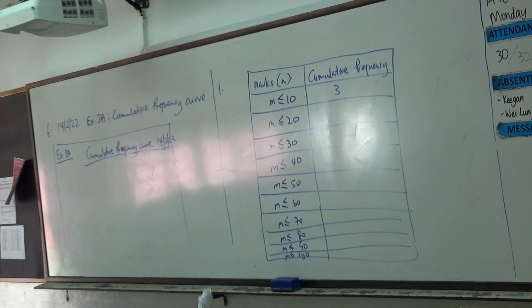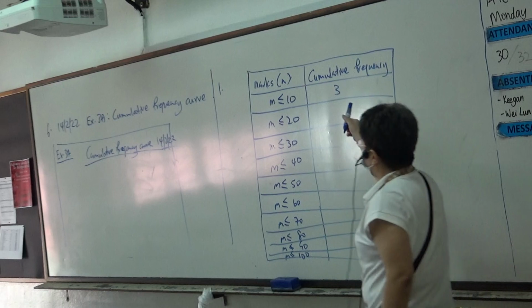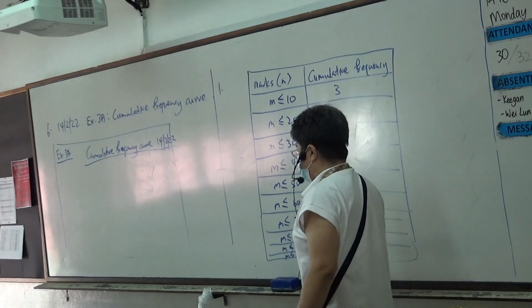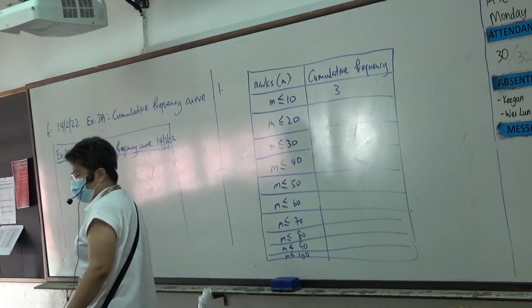120 students took a mathematics examination and their results are shown in the table below. I want you to do the cumulative frequency for me. This is 3. How much are all these? Fill up the blanks now.